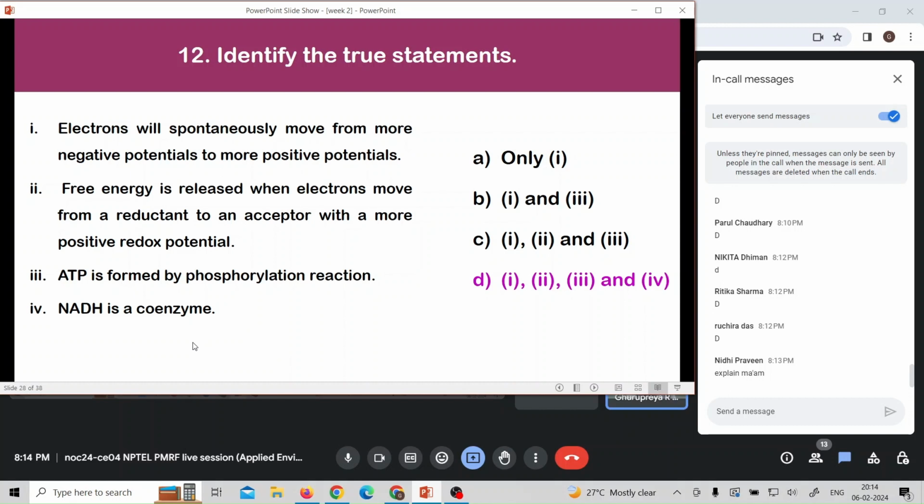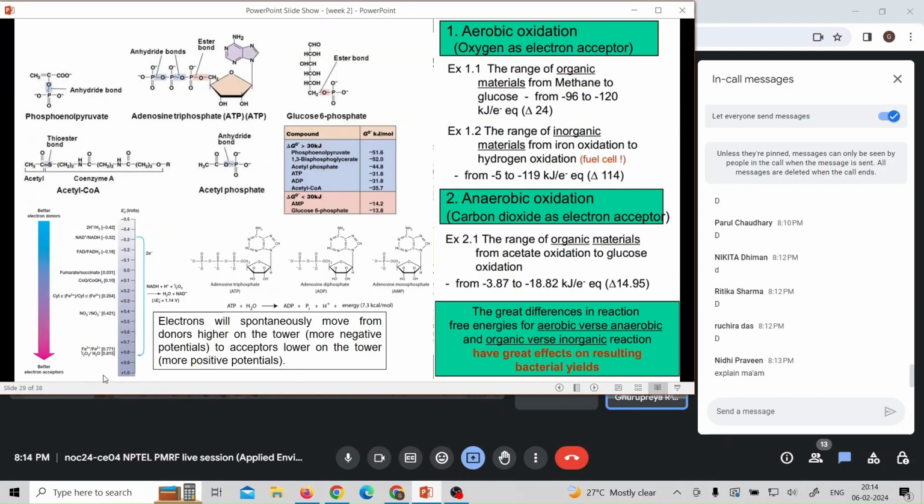Okay, so here you can see this chart. I think this was the thing that Nidhi Praveen was asking, the redox tower. Electrons will spontaneously move from donors on the higher end of the tower to acceptors on the lower end of the tower. You can see they are better electron donating molecules.